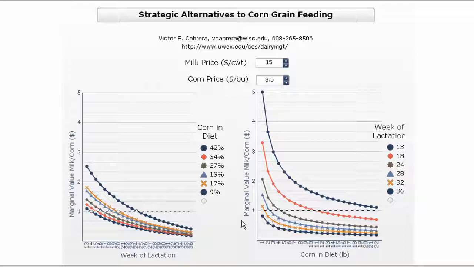Before following these guidelines, extra consideration must be given to the effects of extremely low or high amounts of corn in the diet. It's best to consult with your nutritionist regularly to ensure all rations remain balanced for your herd's needs.